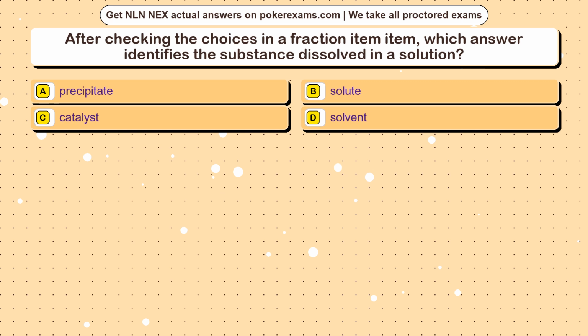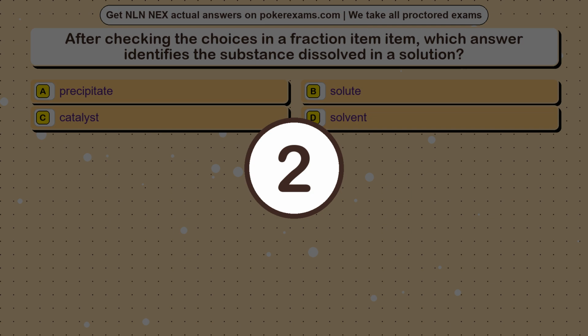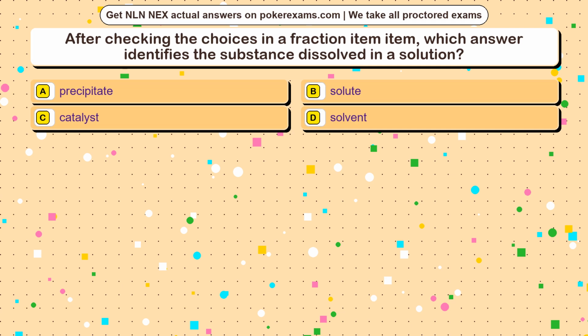Question 3. After checking the choices in a fraction item, which answer identifies the substance dissolved in a solution? Option A, precipitate. Option B, solute. Option C, catalyst. Option D, solvent. The correct answer is option.